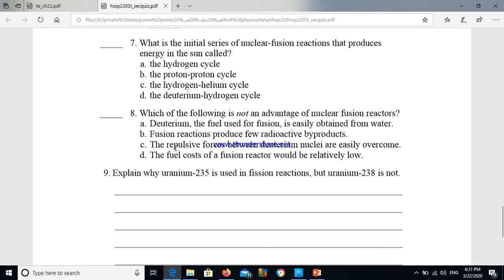Question 8. Which of the following is not an advantage of nuclear fusion reactors? The answer is C. Repulsive forces between deuterium nuclei are easily overcome.